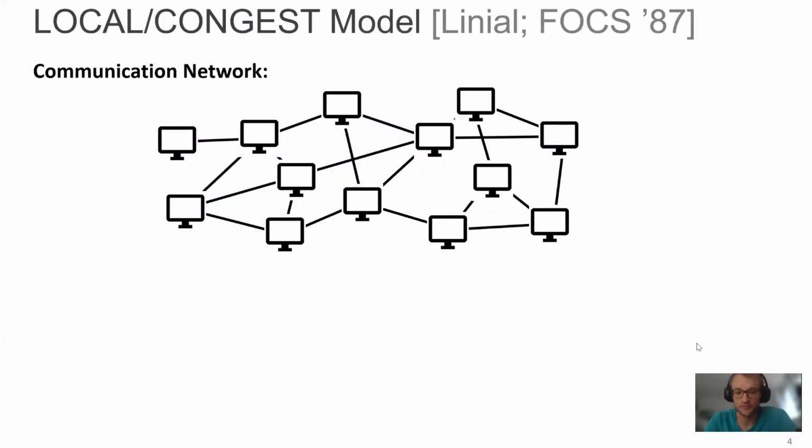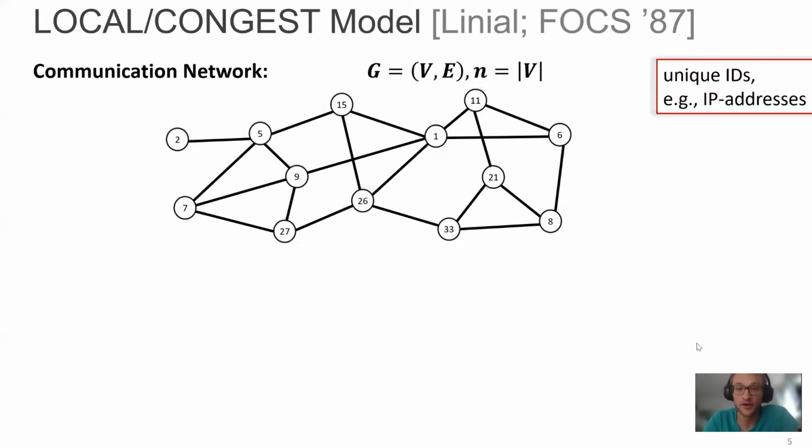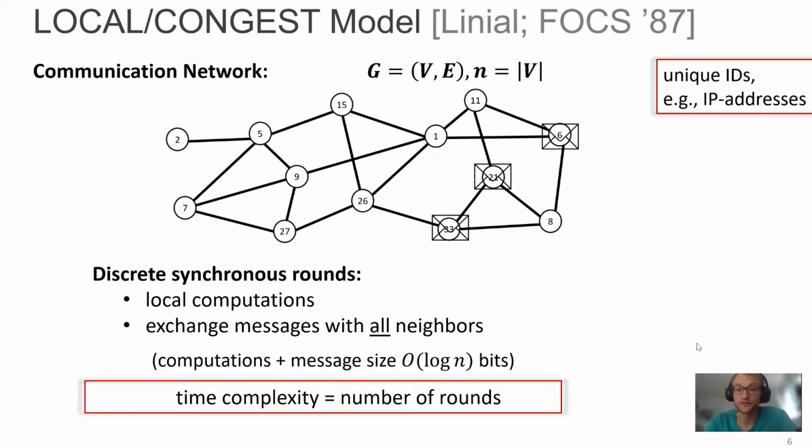And this setting is formally studied in the LOCAL or the CONGEST model. So here, given such a communication network, it's abstracted as a graph on n nodes, and every node is equipped with a unique ID, for example, with the IP address. And then these nodes can communicate with each other in discrete synchronous rounds. So in one round, a vertex can send a message to each of its neighbors and perform some local computations. The important part here is local computations are unbounded and we do not charge vertices for them. The time complexity is only the number of synchronous rounds.